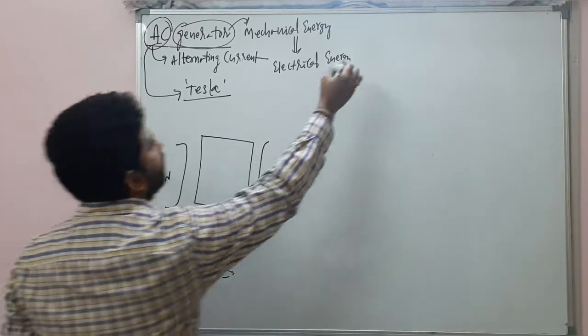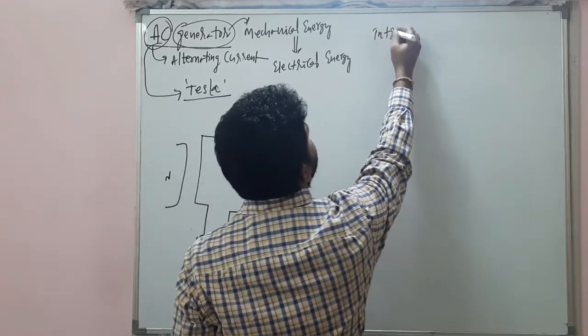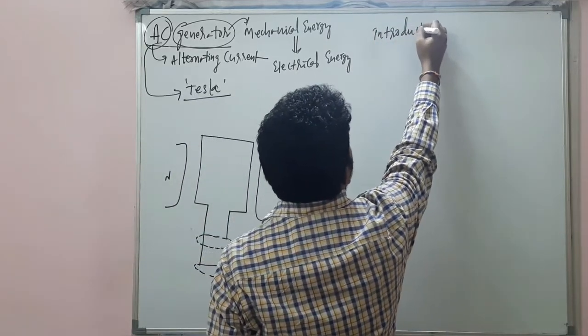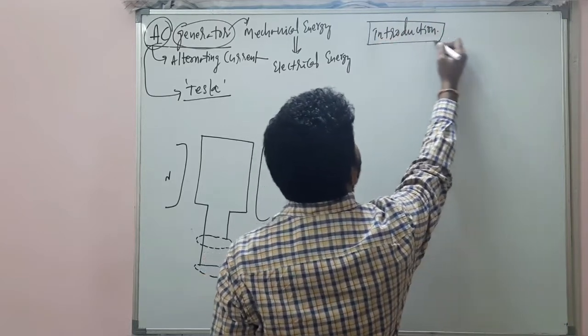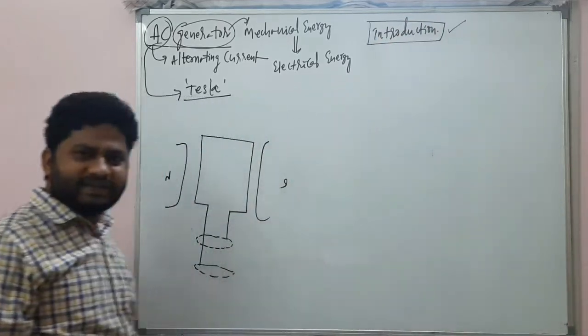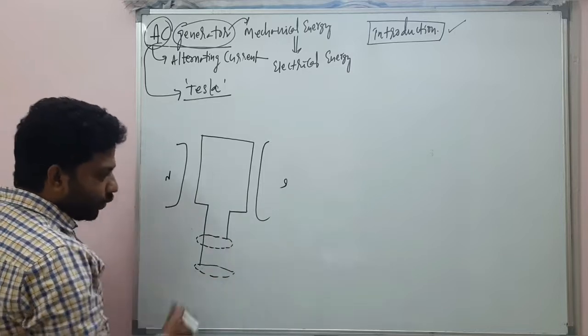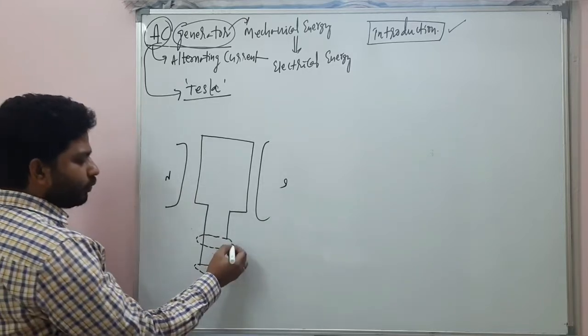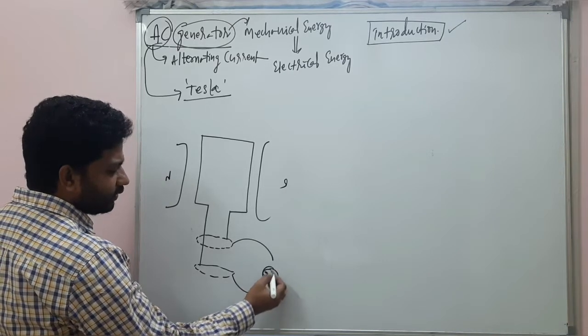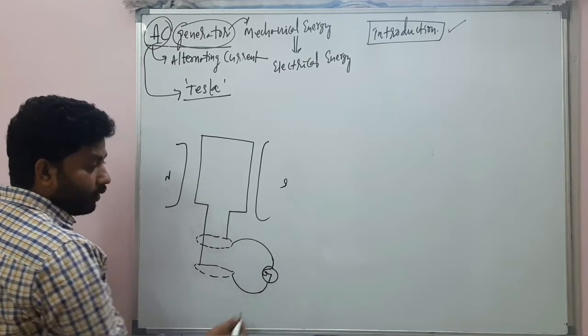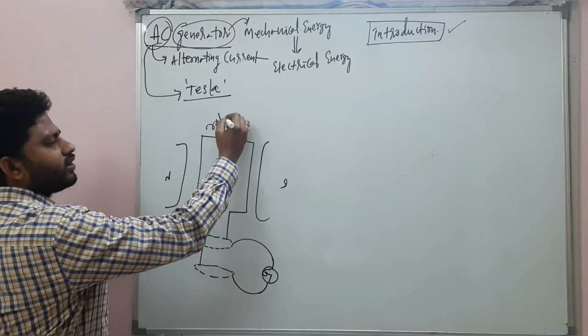This is the introduction only. So we are going to discuss only the introduction. The detailed analysis we will be learning in the next class. Just introduction. So this is one ring and this is another ring, and both the rings are connected to a galvanometer. Why? Because of the rotation of the coil.